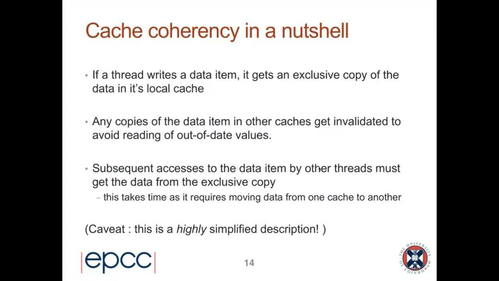Once a piece of data has been written, subsequent accesses to that data item by other threads must get the data from the exclusive copy. That takes time because it requires moving data between caches. As I said, that's a highly simplified description of what's going on. The real hardware is actually quite complicated, and understanding the details is interesting, but it's not really necessary for us to be able to reason sensibly about how programs behave, so this simple model is perfectly fine. You have to realize that every time a thread writes something, if another thread then wants to read that data, or also wants to write that data, then some communication has to happen, and there's a cost associated with that.